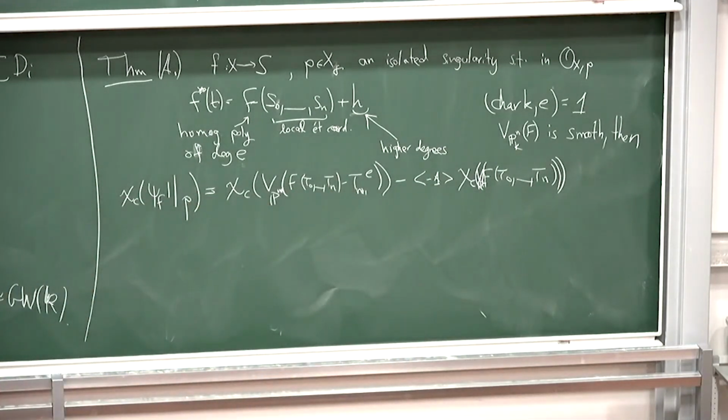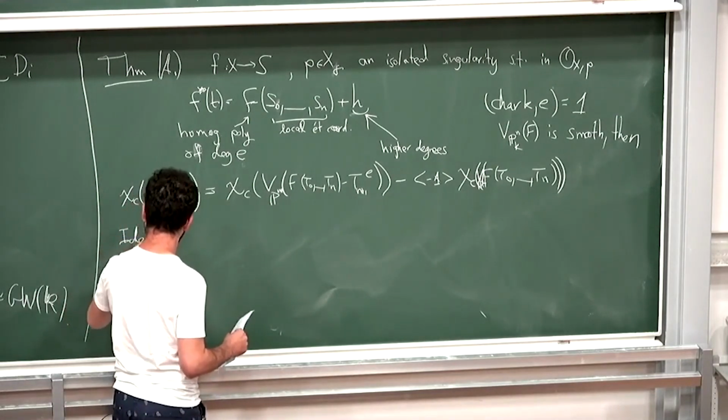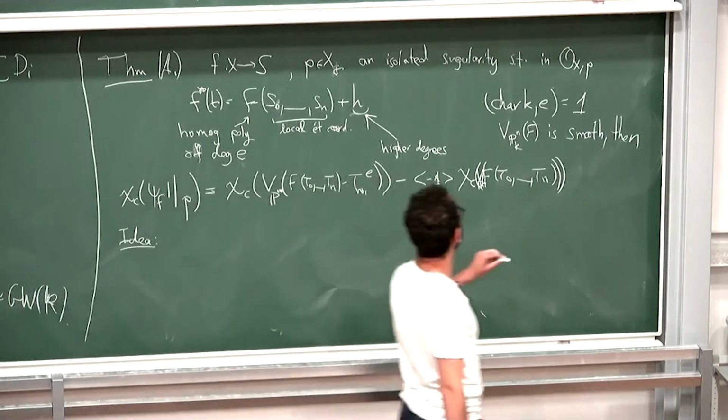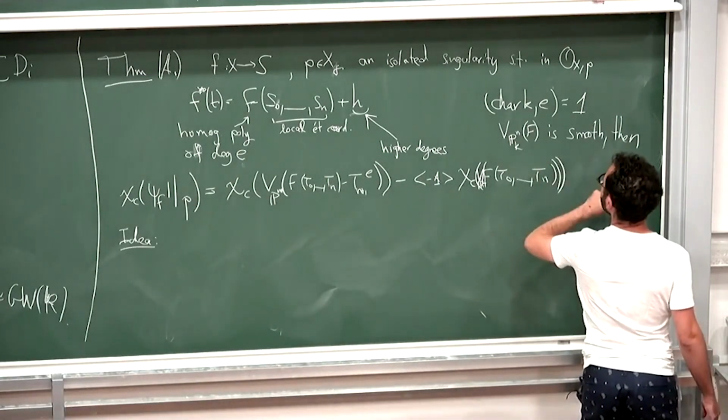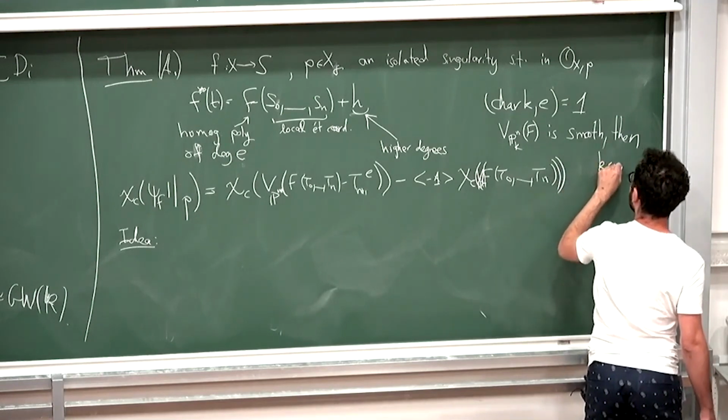And what's the idea of the proof? So can you say again the assumptions on S? Can it be a mixed characteristic? No. It's the same characteristic. I assume that K embeds in O.